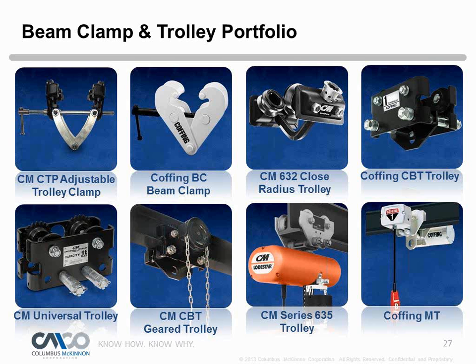We talked about the beam clamps already. We have the CM632 close radius trolley, the Coffing CPT trolley, the CM Universal trolley, which is new for us. If you're looking for very low headroom, that's the trolley you want. The hoist pretty much bottoms right out on the bottom of that trolley, and you really get some nice tight headroom with that trolley, so that's nice. You can see the hand-geared type trolley. That Universal trolley also has a version of a hand-geared type. And then motorized versions, and the Coffing MT motorized trolley. So depending on what you need and what you're looking for, we probably have a trolley that will work for that situation.